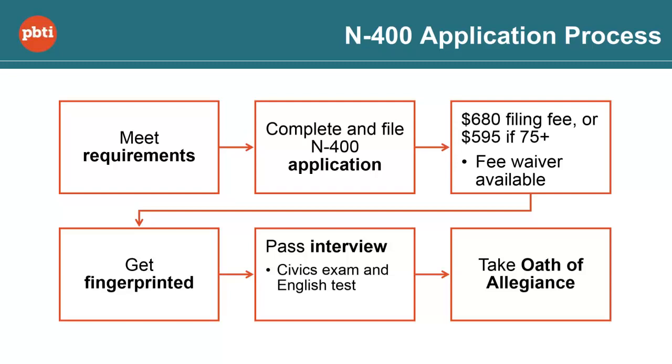After submitting the application with the fee or fee waiver, each applicant will be fingerprinted, also known as biometrics. The applicant will receive an appointment to attend their interview with an immigration officer, where they will be tested on their ability to speak, read, and write basic English, and on their knowledge of U.S. history and civics. Last but not least, if an applicant passes their interview, he or she will attend their oath ceremony to obtain their certificate of naturalization, proof of their U.S. citizenship.